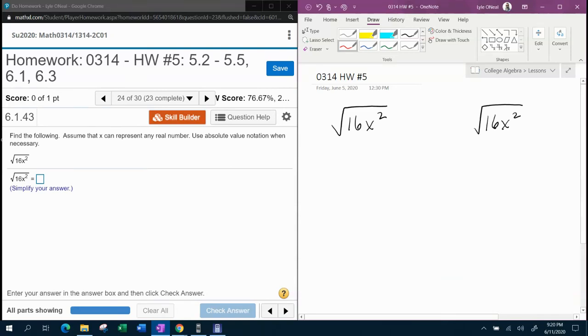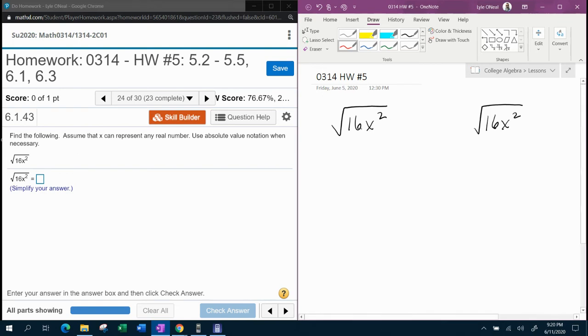All right, here we go. Question number 24 from our 0314 homework number 5 in MyLab Math. And the instructions say find the following. Assume that x can represent any real number. Use absolute value notation when necessary. So what I'm going to do is demonstrate how to actually simplify this using two strategies.